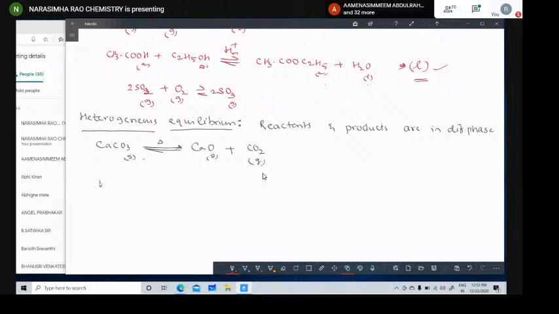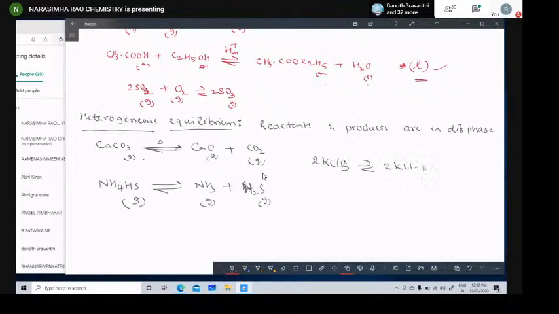Another better example for this one: NH4HS, a solid, on heating gives rise to NH3 plus H2S, which are gaseous. One more example: 2KClO3 is in equilibrium with 2KCl plus 3O2. This is solid, solid, and gas. Gas and solid are different phases. A better example for heterogeneous equilibrium.